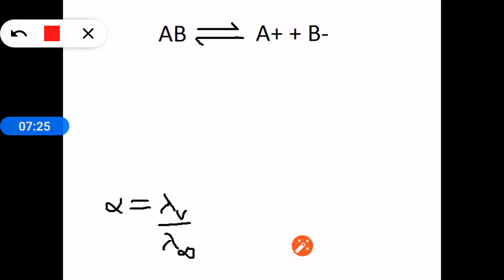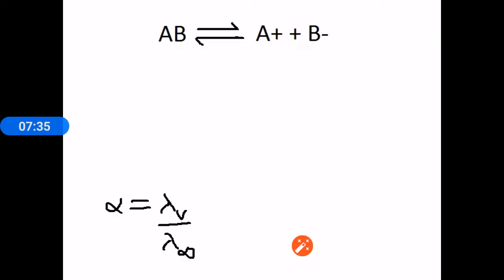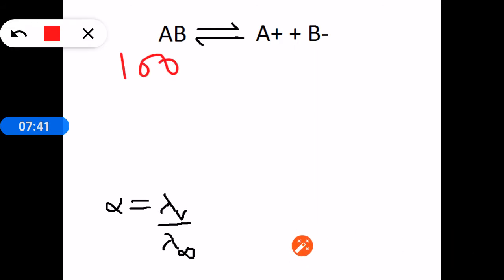Now degree of dissociation alpha is given as the number of molecules dissociated into ions by the total number of molecules. Let us take an example. Suppose 100 molecules of AB are taken, and if no molecule of AB is dissociated, the number of A plus ions is 0 and the number of B minus ions is 0. Suppose out of 100, 60 molecules of AB are dissociated. Because one molecule gives 1 A plus and 1 B minus, 60 molecules will give 60 A plus and 60 B minus.